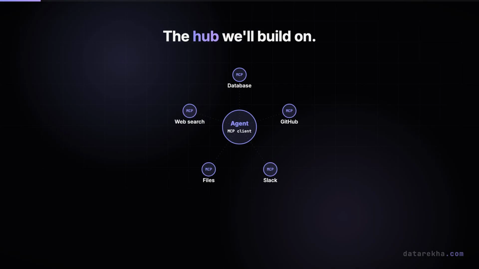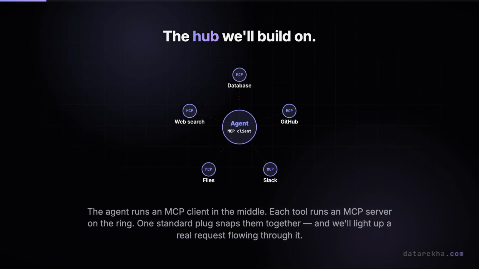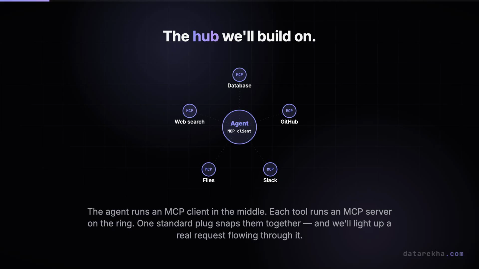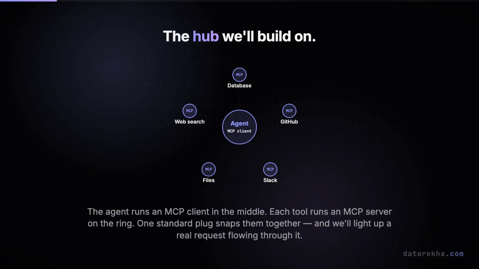So let's name its parts now. In the middle, the agent runs an MCP client. Out on the ring, each tool runs an MCP server, a database server, a GitHub server, a Slack server, and so on. And between them, one standard connector, the same plug every single time. Keep this shape in your head. We'll reveal it piece by piece. And by the end, light up a real request flowing all the way through it.